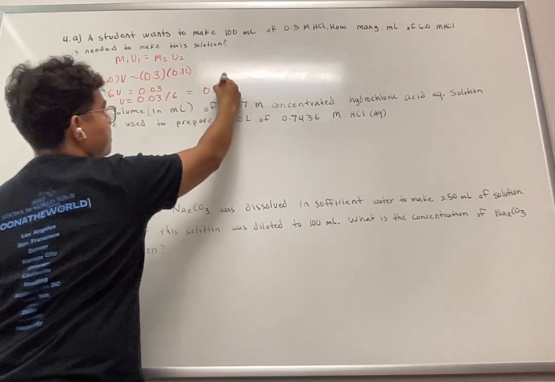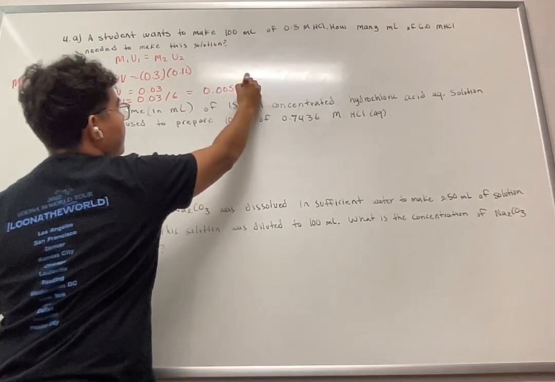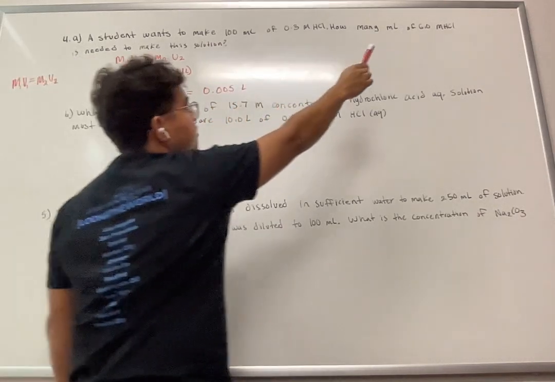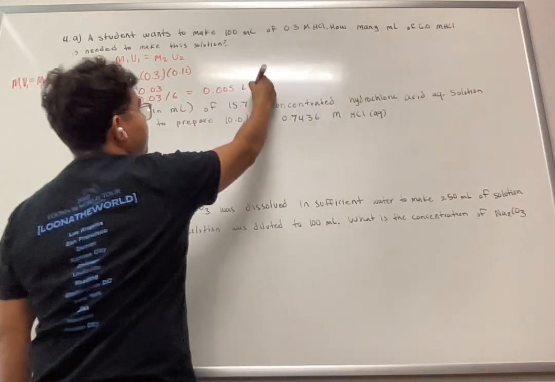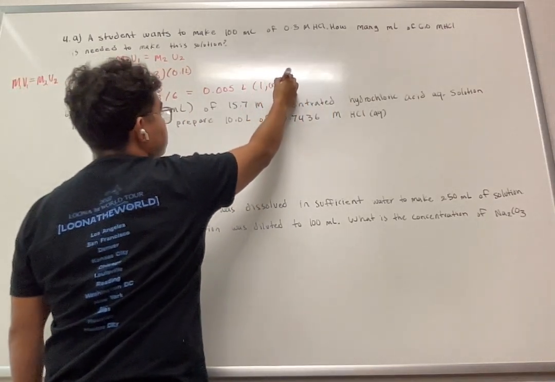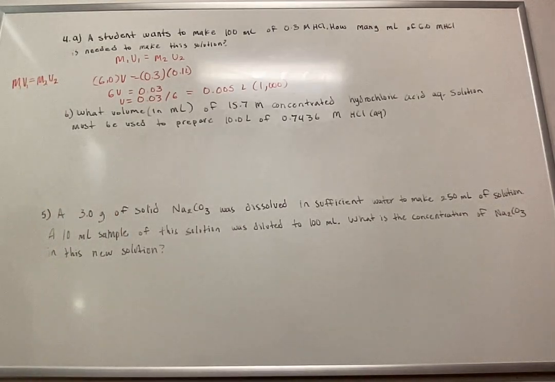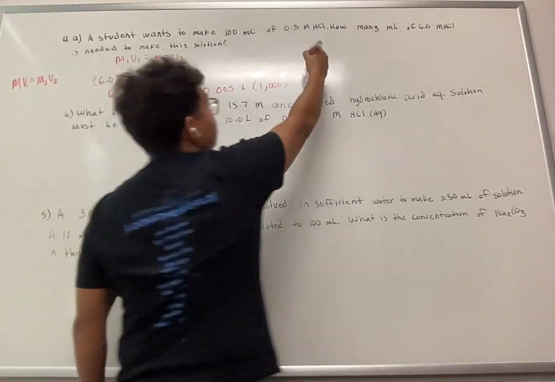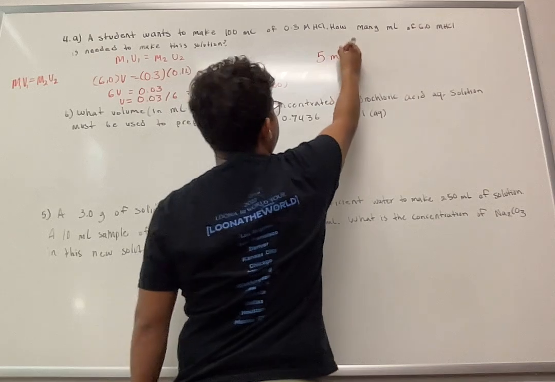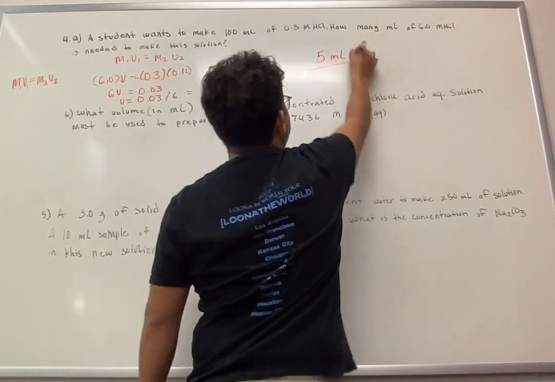0.03 divided by 6, and you should get 0.005 liters. But they want their answer in milliliters, so we have to multiply times 1,000, because that's how many milliliters there are in a liter. So 0.005 times 1,000 is 5 milliliters. So for this one, it's 5 milliliters. Final answer.